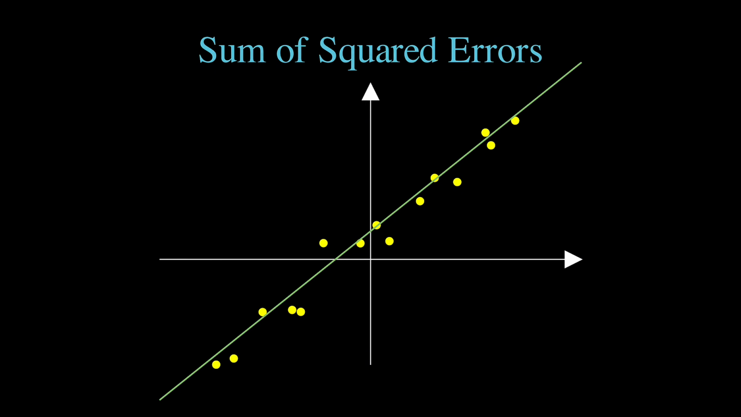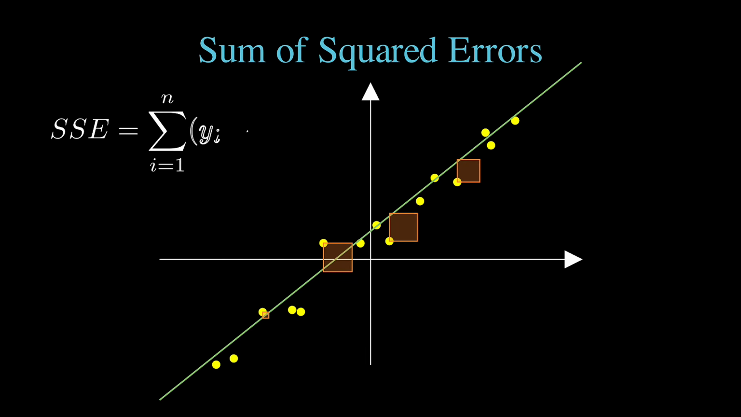The solution is beautifully simple. We square each error before adding them up, which makes all the errors positive and also has the nice property of punishing big errors more than small ones. And this sum of squared errors, or SSE, equals the sum from i equals 1 to n of y sub i minus y hat sub i, all squared, becomes our measure of how wrong our line is.